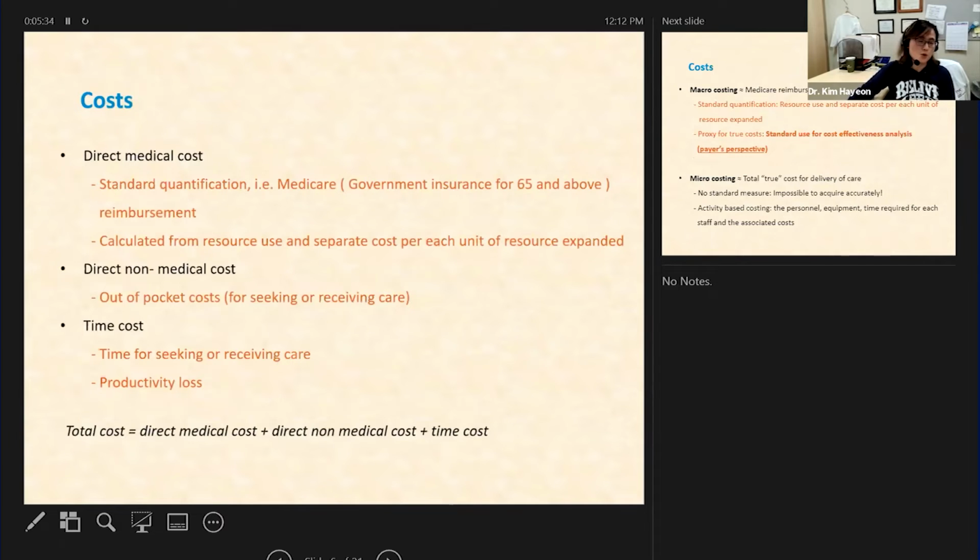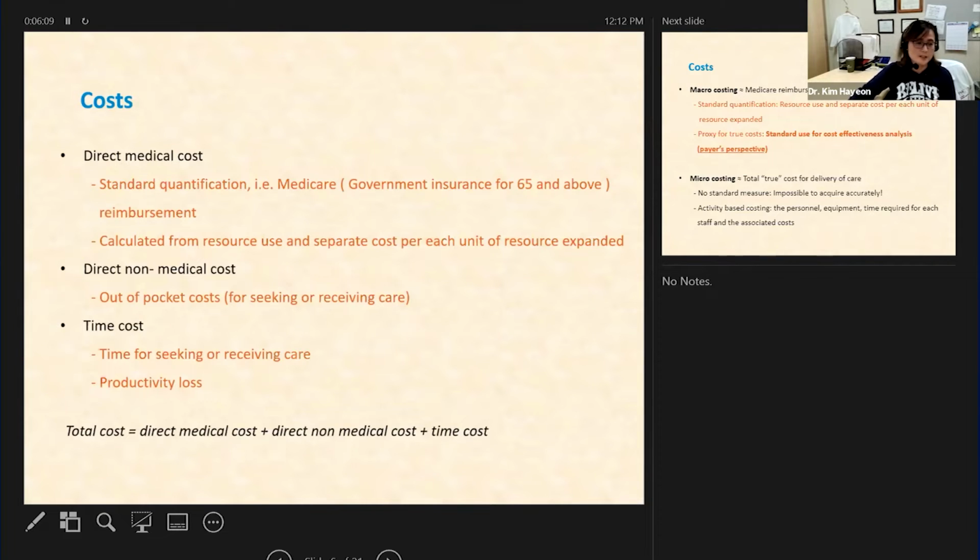Cost is a huge part, as we all know. Usually cost is direct medical cost, non-medical cost, and time cost. Those are the big three components of cost. However, in the USA, we go by direct medical cost only for cost effectiveness analysis, because Medicare reimbursement shows clearly the quantification of each treatment method, procedure, and delivery, every daily life direct cost.